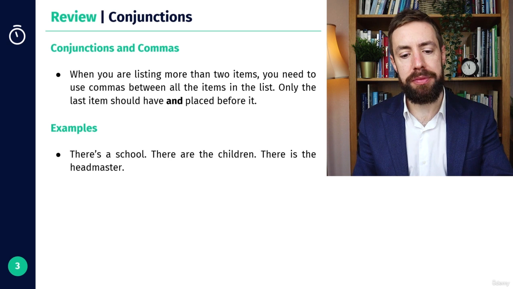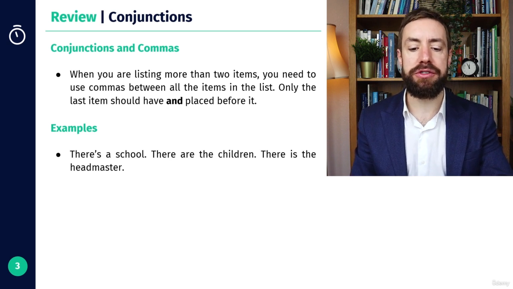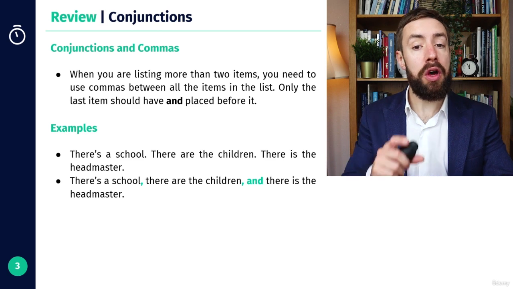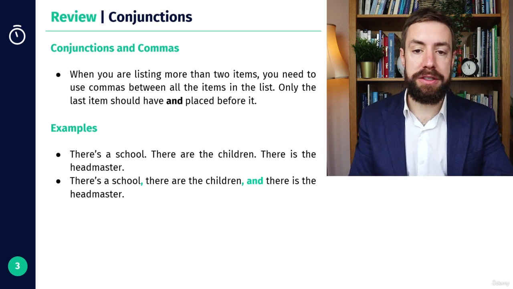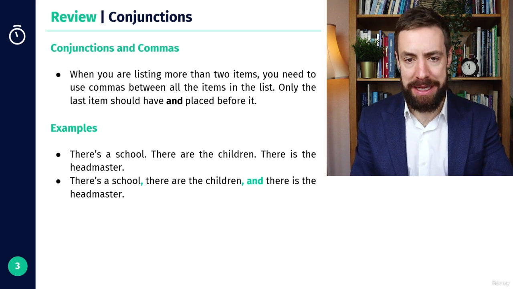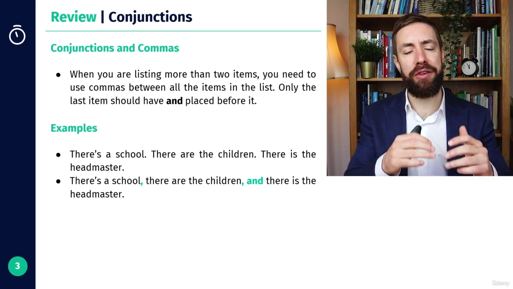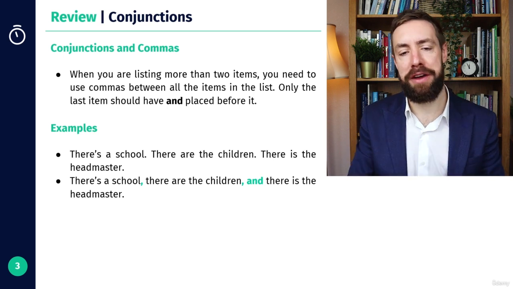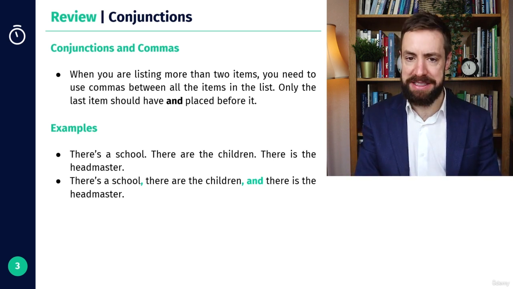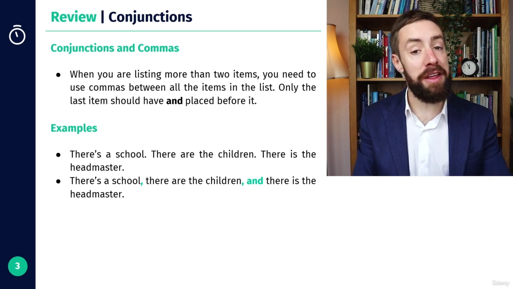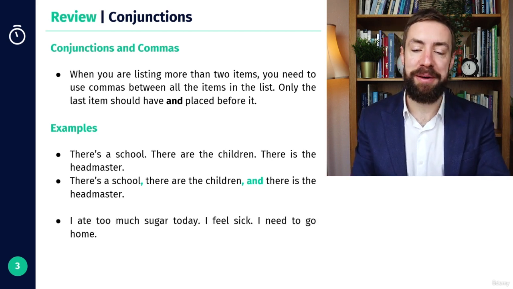So, example, there's a school, there are the children, there is the headmaster. There's a school, comma, there are the children, comma, and there is the headmaster. All right? And this is called a list of 3. And it's a very useful way of writing. It's quite effective and powerful if you make lists of 3. They say that 3 is the magic number.